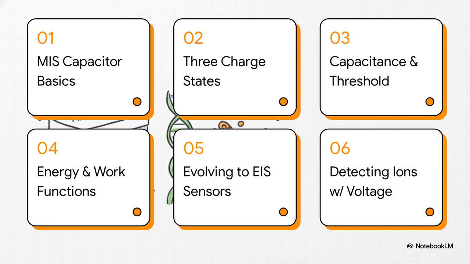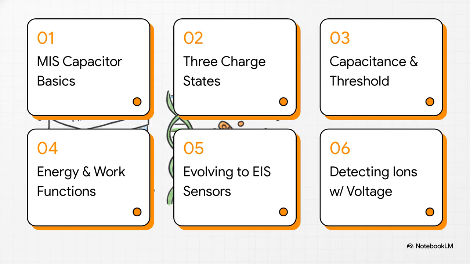It's fascinating. So let's dive right in and see exactly how electrons and ions learn to speak the very same language. Here's a quick roadmap of where we're headed today. We'll start with the basics of MIS capacitors, look at the three charge states, cover capacitance and threshold voltage, and then touch on energy bands and work functions.